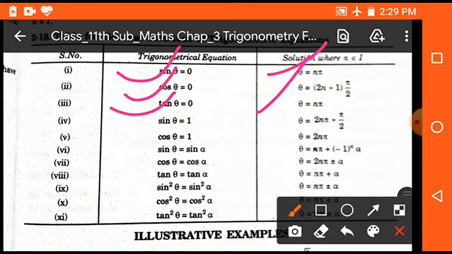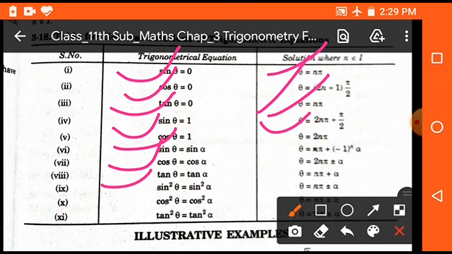And in the case of tan theta equals 0, theta equals n pi. Sin theta is equal to 1, then theta is equal to 2n pi plus pi by 2. Cos theta equals 1, then theta equals 2n pi. Sin theta equals sin alpha, theta is equal to n pi plus (minus 1) to the power n into alpha. Tan theta equals tan alpha, theta equals n pi plus alpha. Cos theta equals cos alpha, theta is equal to 2n pi plus or minus alpha.